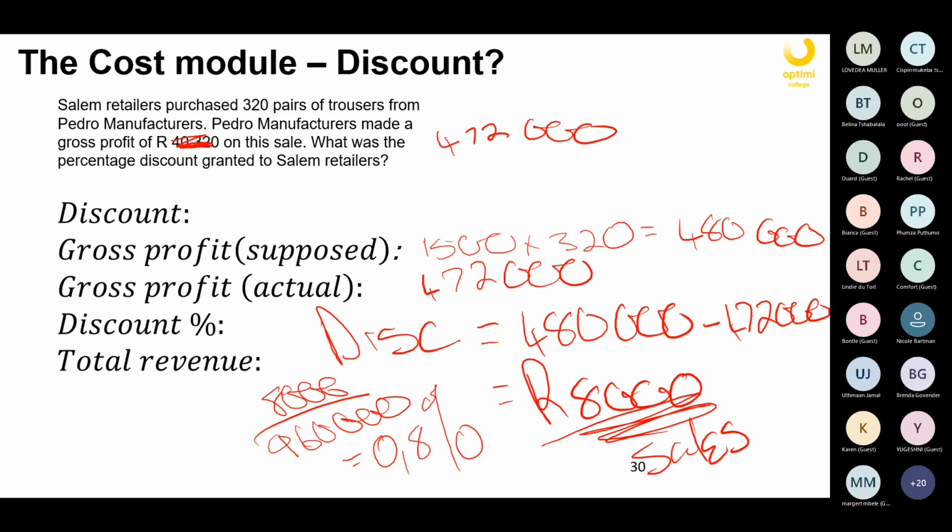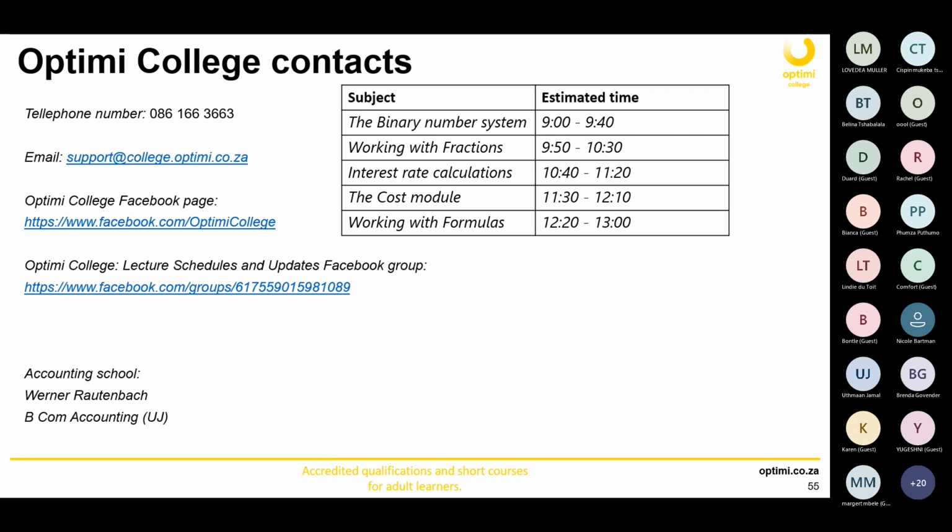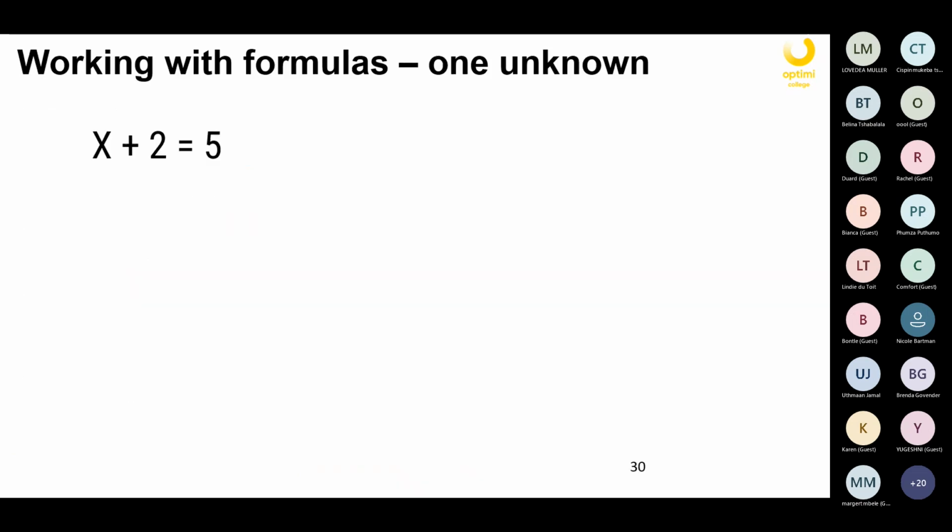I can unfortunately not stay still for too long on this, so I'm going to move on to our last topic for the day, and then I'm going to release you and you're going to have a good weekend. The last topic for the day is working with formulas. As you can see in front of you, that is a formula that basically says something plus 2 equals 5. My aim now is to find out what that something is.